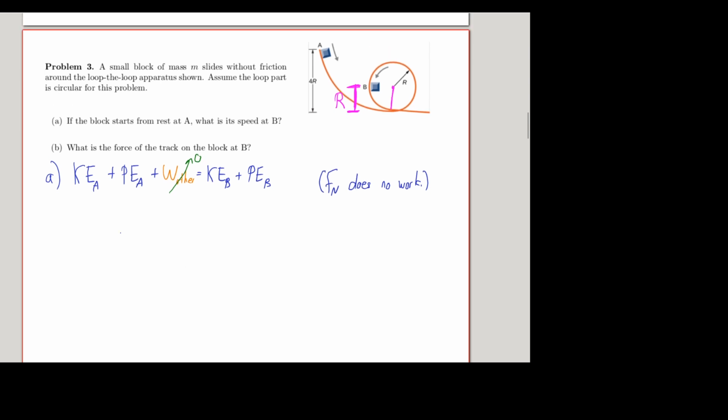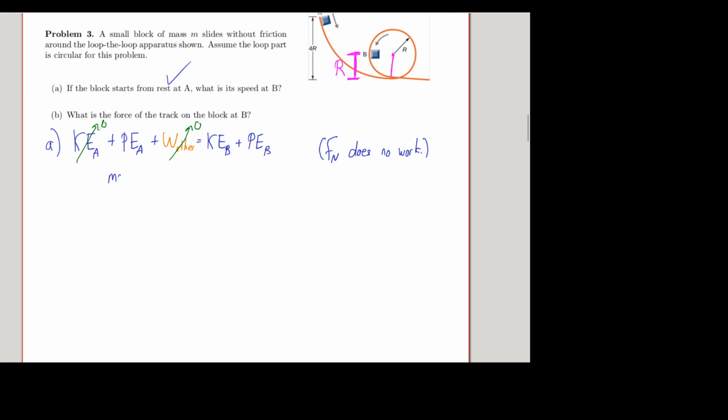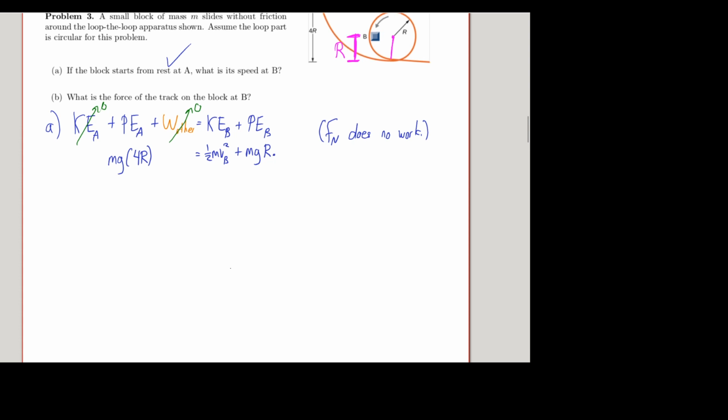So putting in these things, we are starting from rest. So that's 0. And I have mg times 4r, because mgh or mgy is the formula for potential energy, equals the kinetic energy at B plus the potential energy at B, which is mgr. So I can cancel all the m's. This will very often happen in problems of this sort.